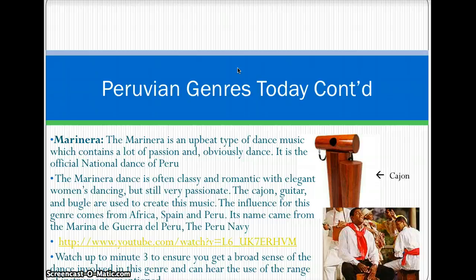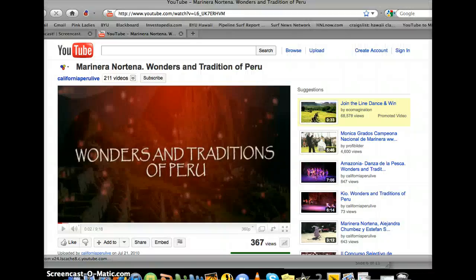I guess we're going to watch about 3 minutes of it to ensure that we get a broad sense of the dance involved in this genre, and we can hear the wide range of the instruments that we mentioned that are used, and we can look at the dance. So pay close attention to this.